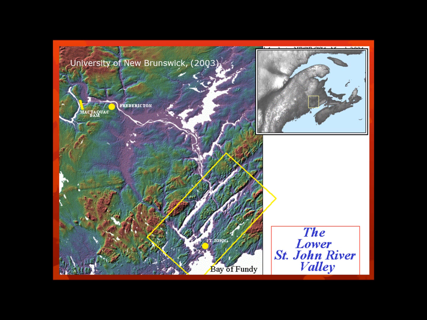The St. John River is the second largest river in northeastern North America, with a basin area of over 55,000 square kilometers. The headwaters begin in northern Maine, then flow northeast into New Brunswick, eventually draining into the Bay of Fundy. 51% of the St. John River Basin is in New Brunswick.